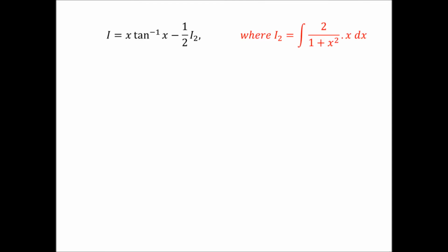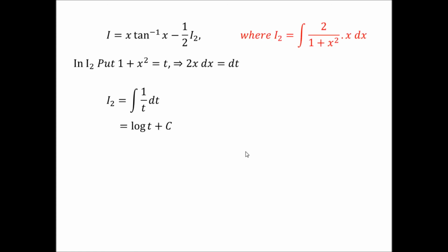I2 is integral of 2x upon 1 plus x square dx. If I consider denominator as t, numerator is derivative of denominator, and we have already discussed whenever numerator is derivative of denominator, integral is nothing but log of denominator. Hence I2 will be log of t, that is log of 1 plus x square, and I2 will become log of 1 plus x square plus a constant, and our integral is x times tan inverse x minus half log of 1 plus x square plus constant of integration.